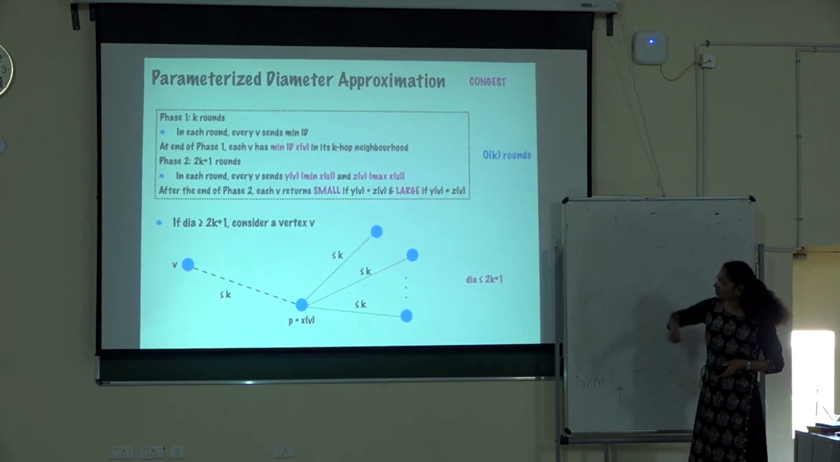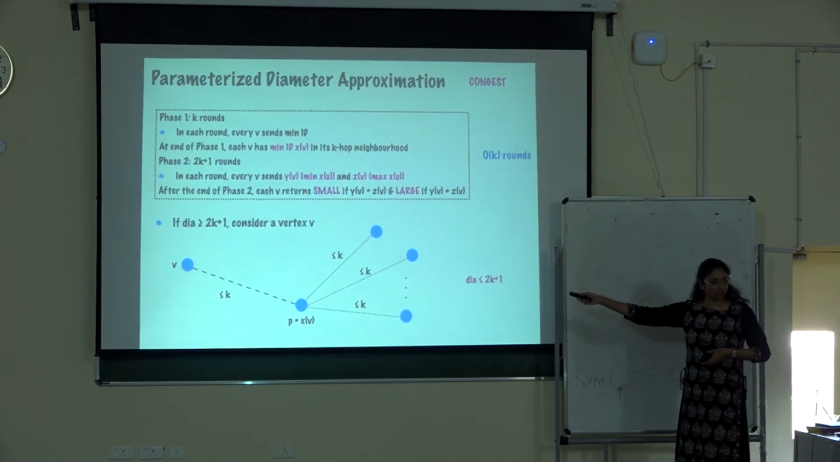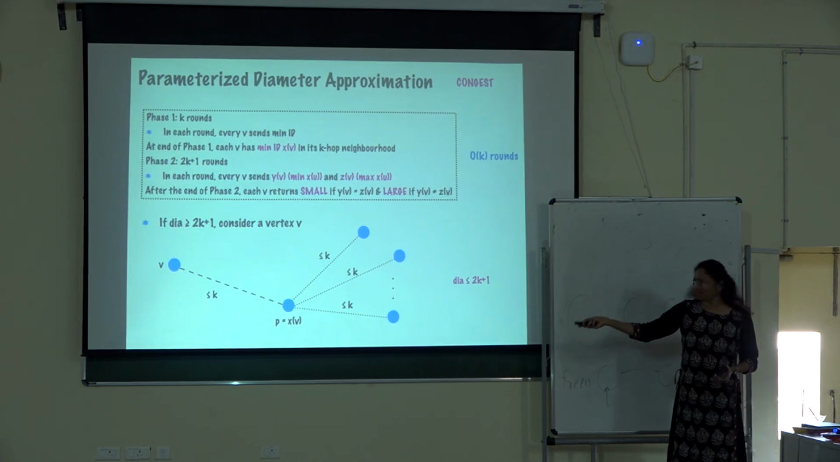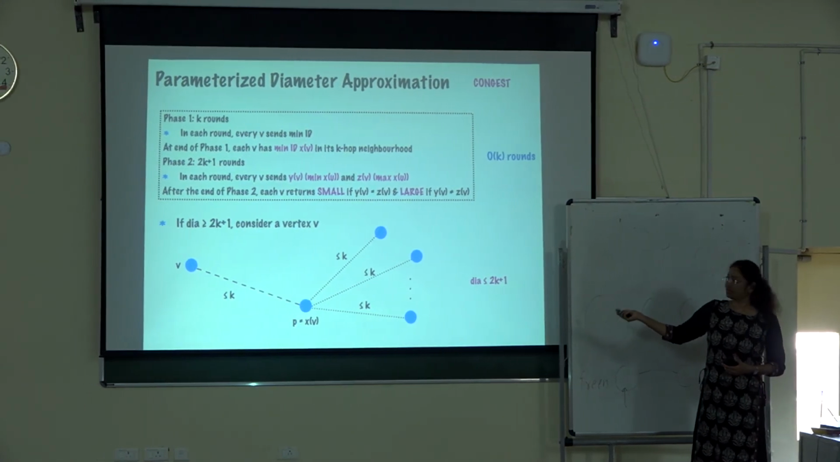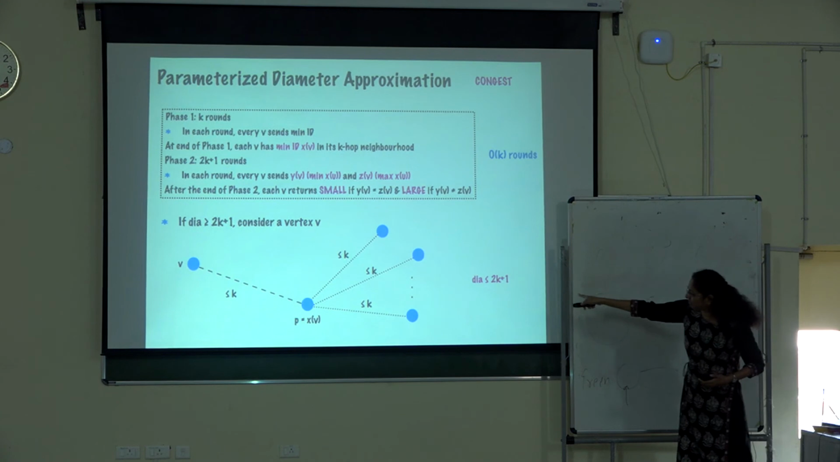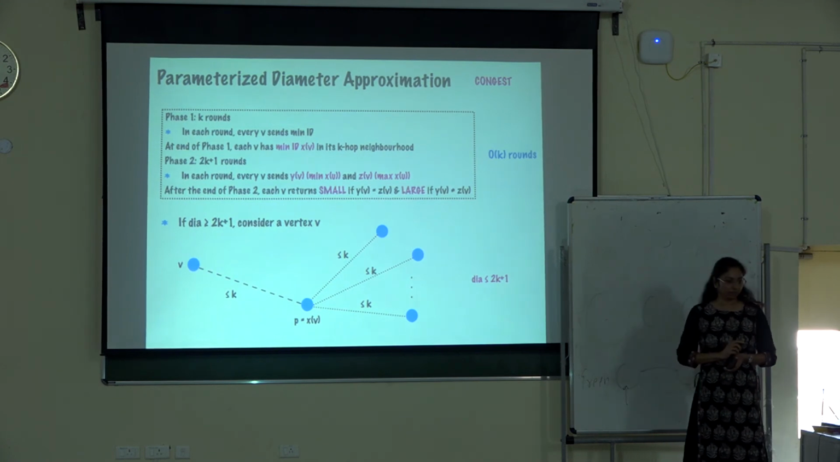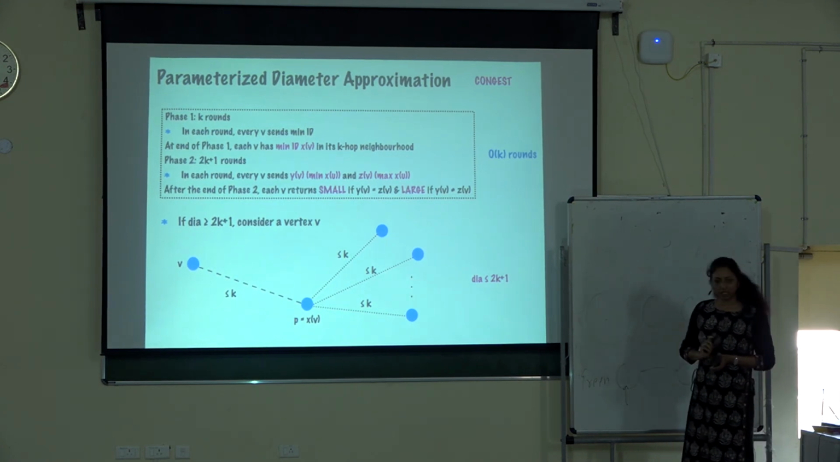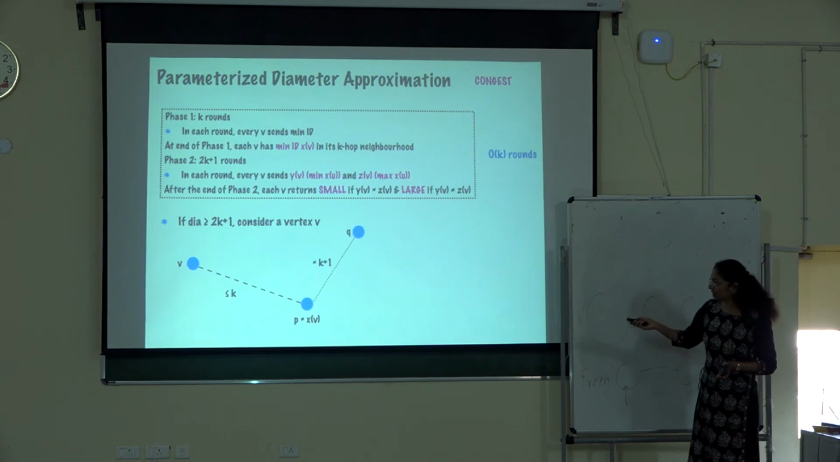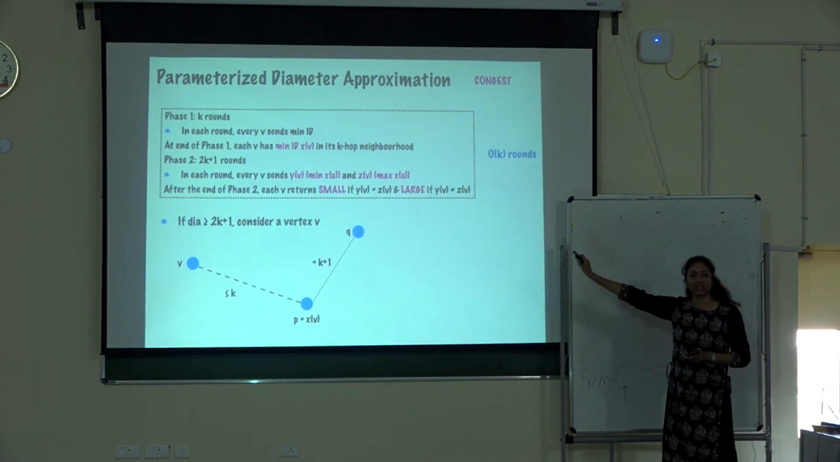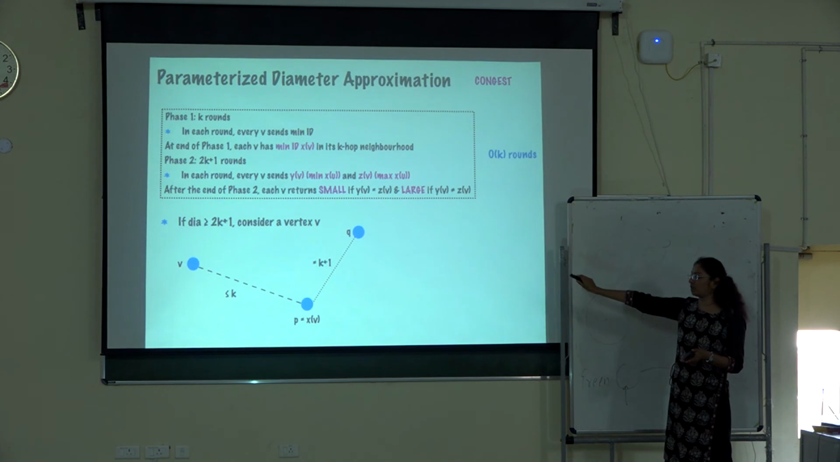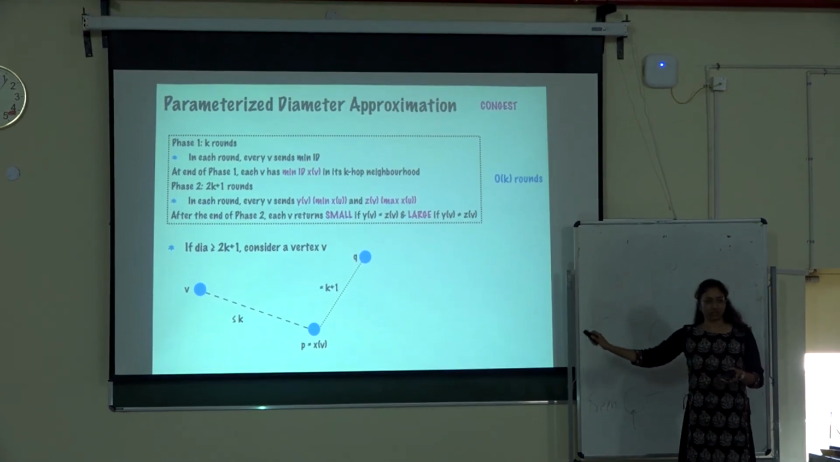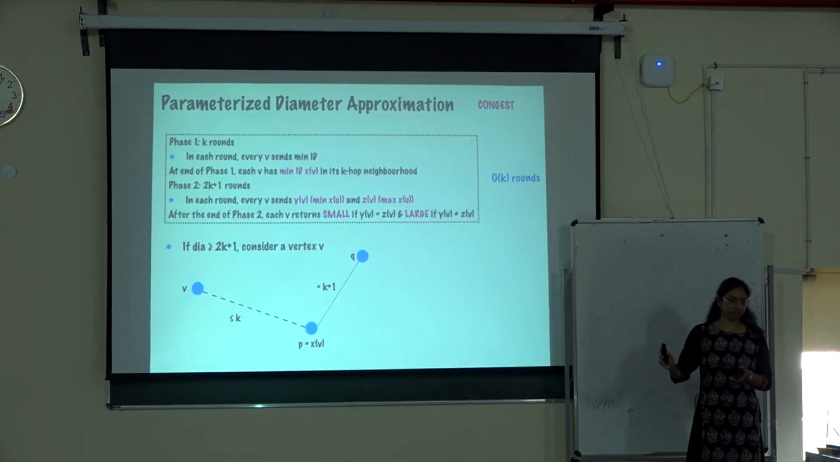If not, suppose all vertices have a distance at most k from P, then the diameter is at most 2k plus 1. But we said that the diameter is greater. Okay, I have missed out the strict inequality. Is that clear? So my point is, there is a vertex Q that is of distance equal to k plus 1 from P, where P is x of V.